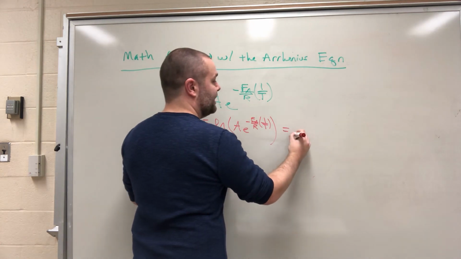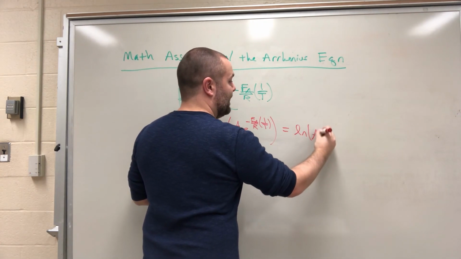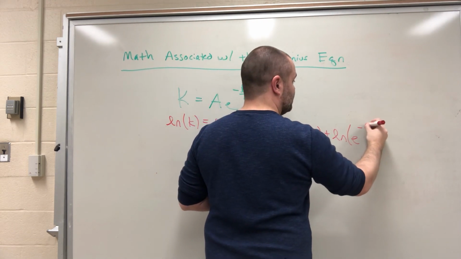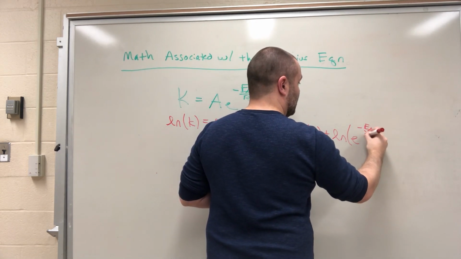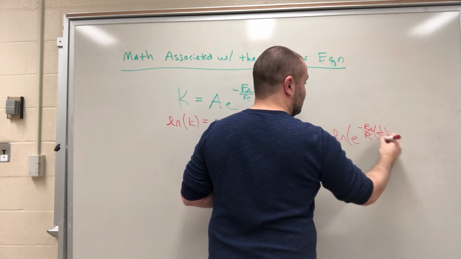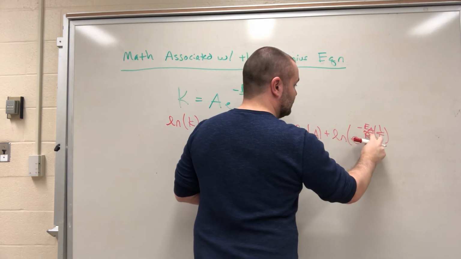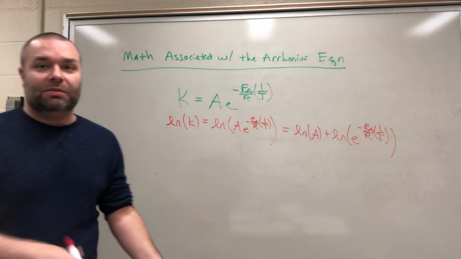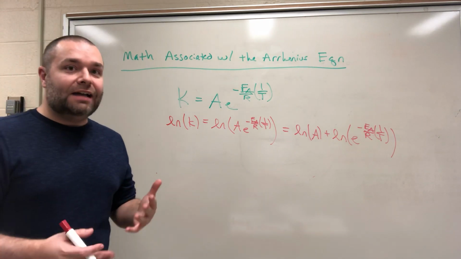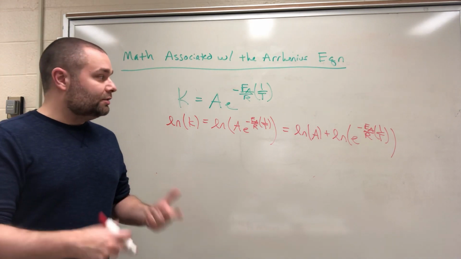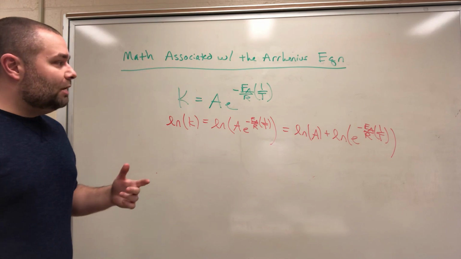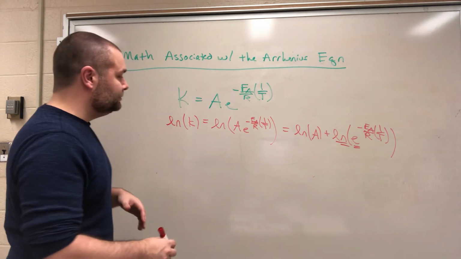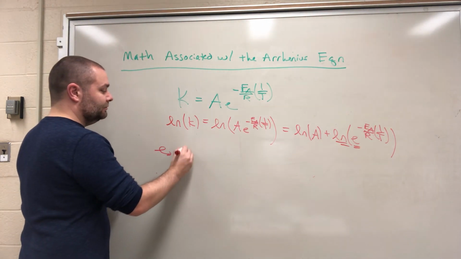So I'm going to rewrite this as the natural log of A plus the natural log of e to the minus E sub A over R, 1 over T. All right. So all we're doing is we're using that log rule where if there's multiplication inside a log, you can write it as the addition of two logs together. Oh, well, I also know that when a natural log finds an exponential, they cancel each other out. So I'm just going to do a little bit of rearranging.